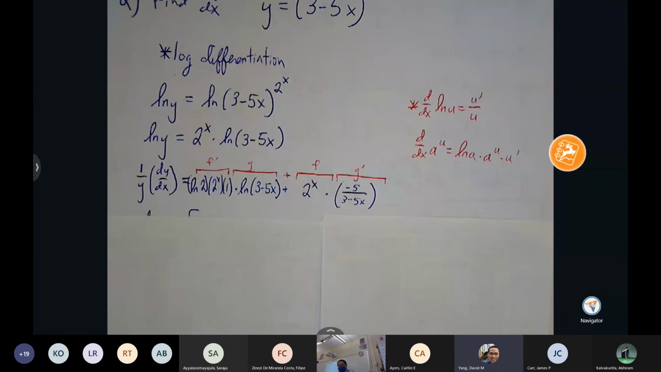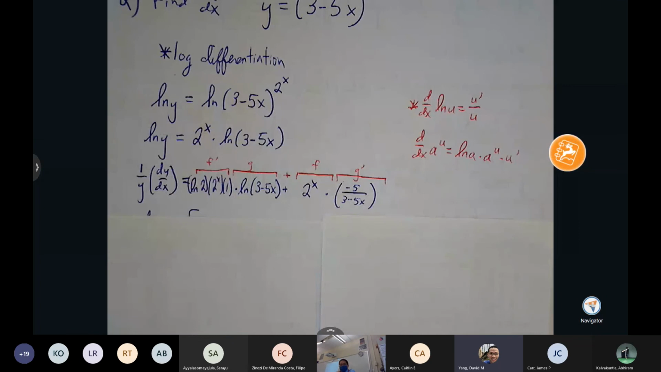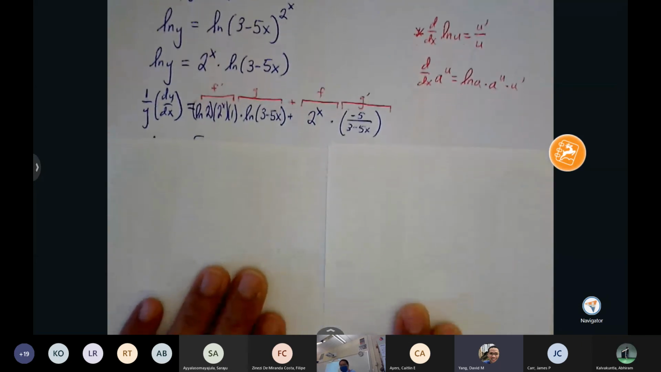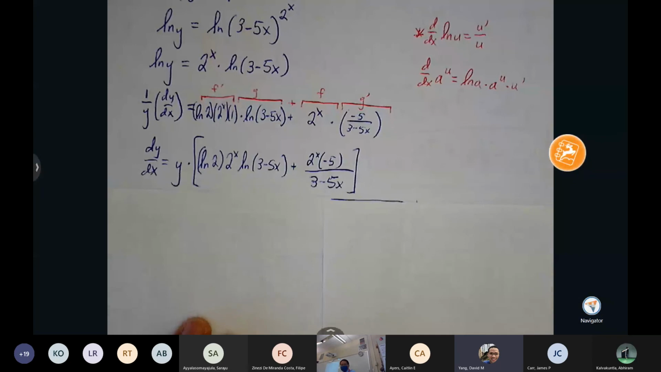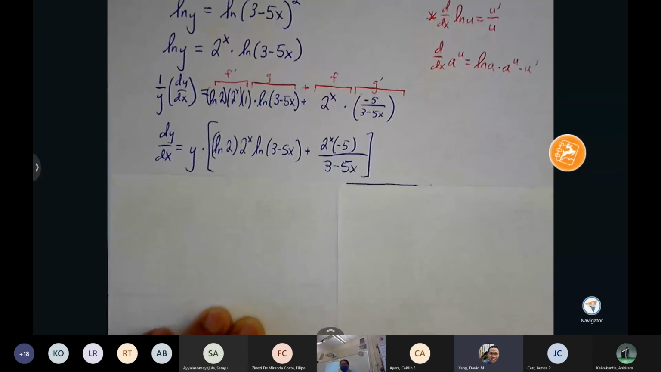Okay, so we're almost there. I mean, we have the derivative. That's all taken care of. We just have to, what do we want to get by itself? Yeah, dy dx. So how do we do that? Multiply both sides by y. And then there's one more thing we can do, one more substitution that we can make.